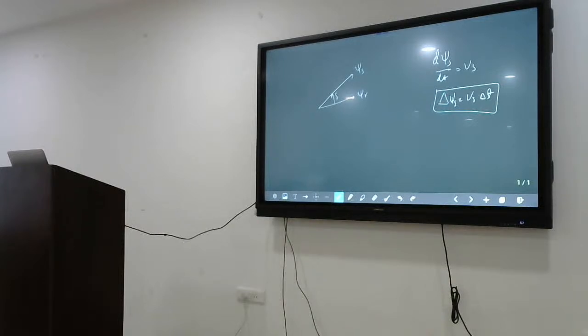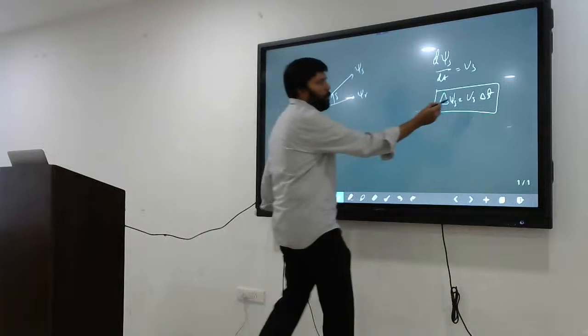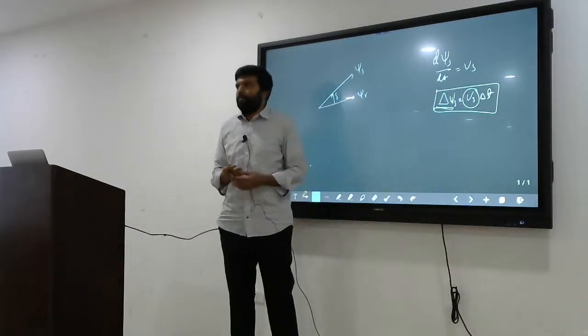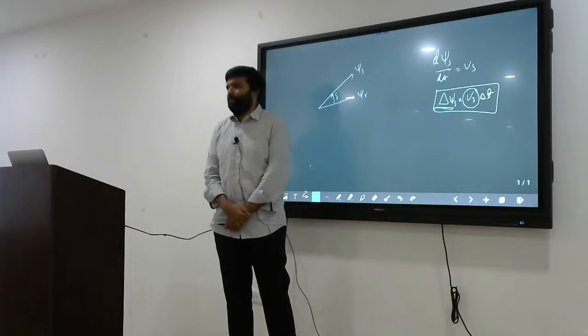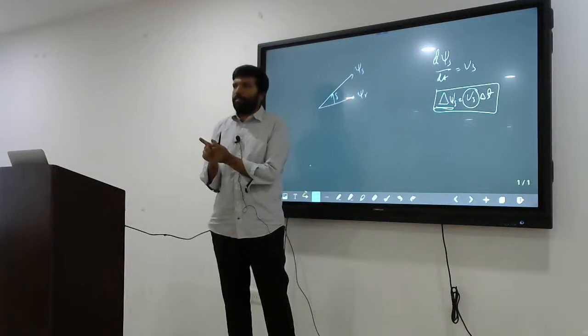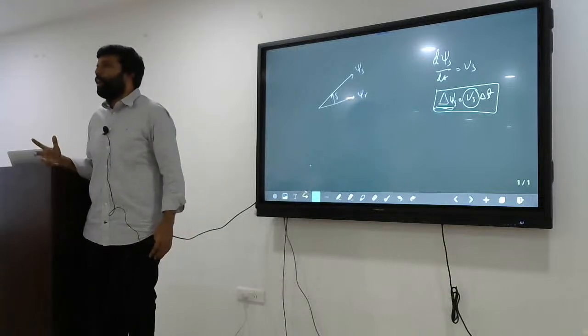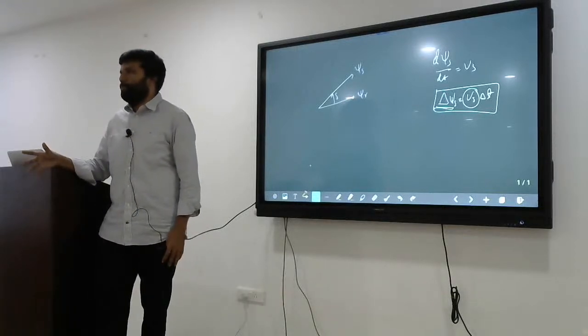Right? So, in a particular sample period, in a particular control period, by choosing the proper voltage vector, we can control this flux vector effectively. That is the simple principle. If you understand this equation, the operating principle and control logic of the DTC, we can understand very simply.